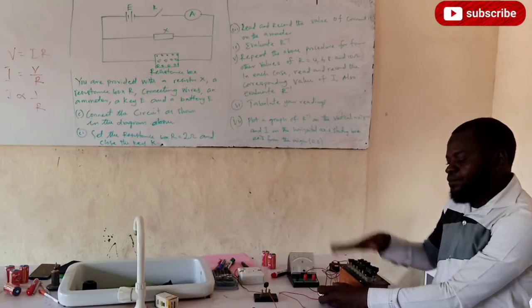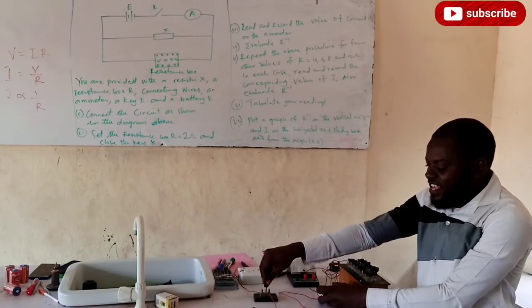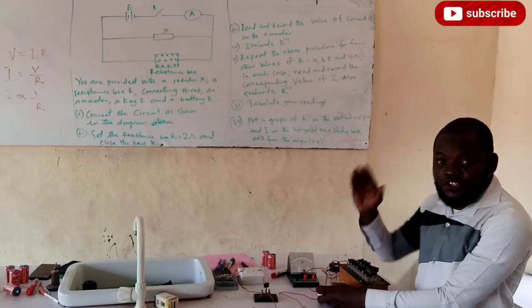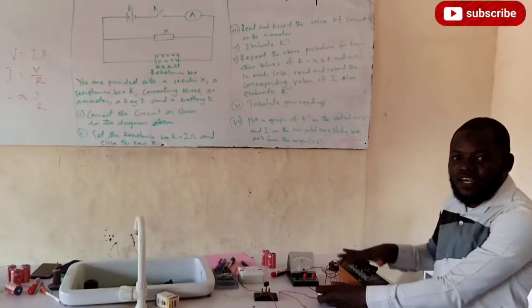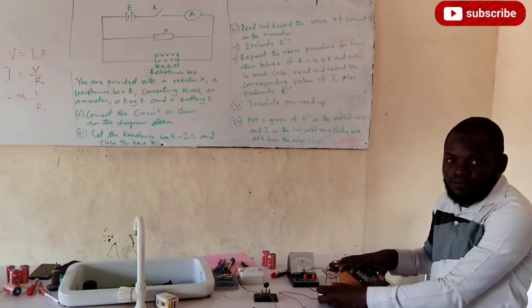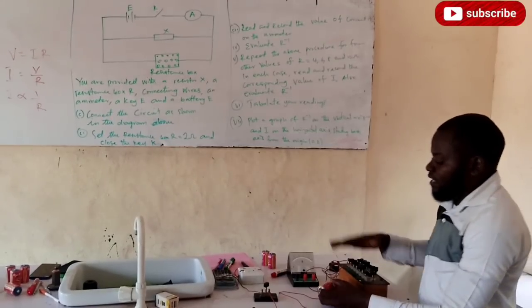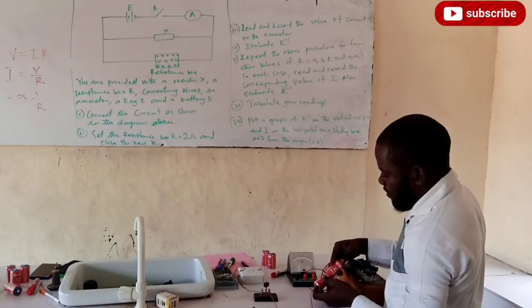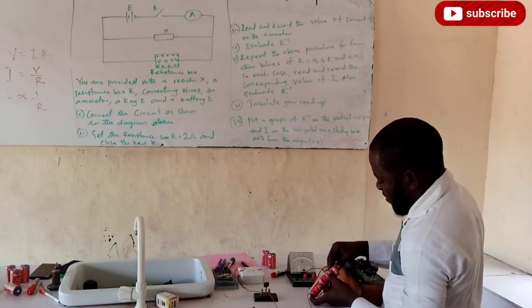Are we together now? For the key, when the key is closed, that's when it is in use. If it is open, it is not in use. But for the resistance box, when it is open, that's when it is in use, not when it is closed. Is that taken now? Cool. Now, before we run anything on the resistance box, let's try what we have here.